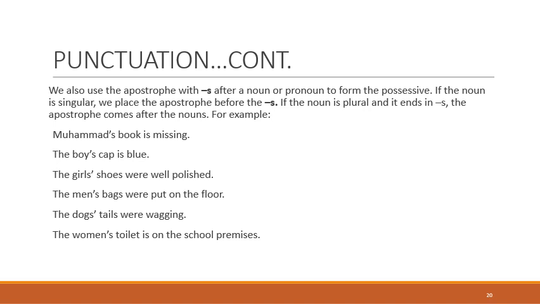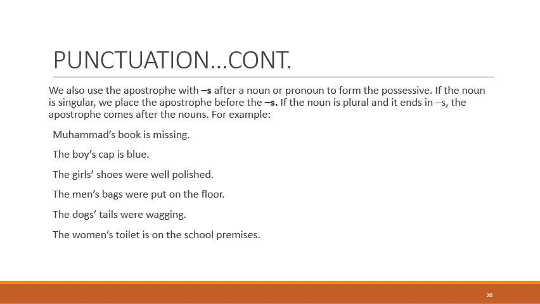Again, we use an apostrophe with s after a noun or pronoun to form the possessive. That is to indicate what? Possession. If the noun is singular, we place the apostrophe before the s. If the noun is plural and it ends with s, the apostrophe comes after the noun. For example, Muhammad's book is missing. The boy's cap is blue. The girls' shoes were well polished. The men's bags were put on the floor. The dogs' tails were wagging. The women's toilet is on the school premises.